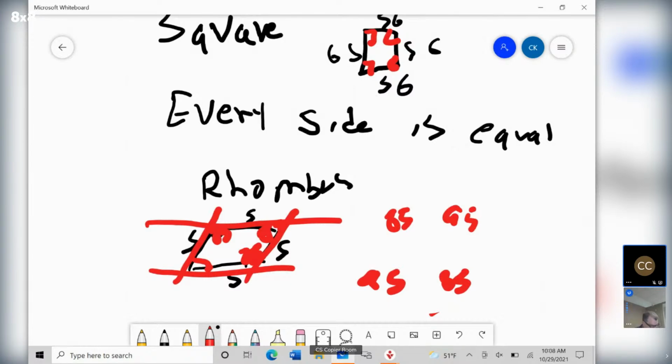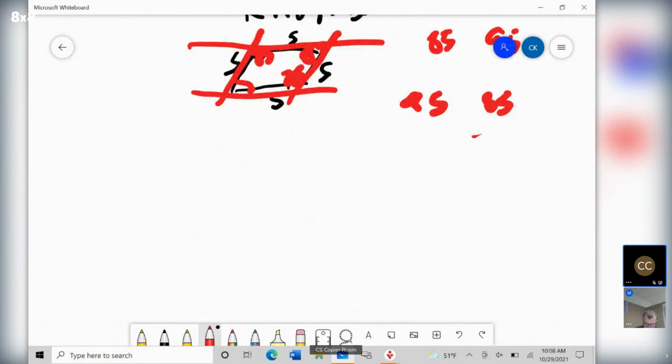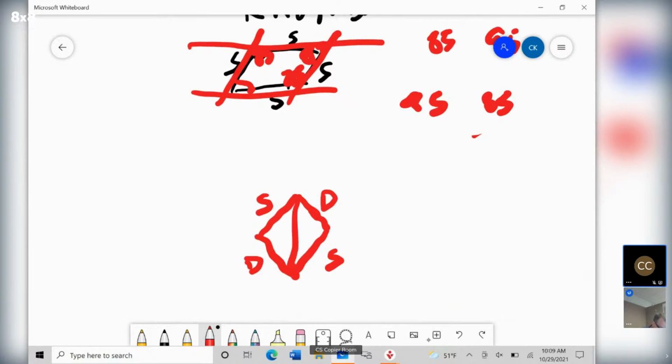And the last thing I want to talk about is a kite. And a kite just looks like a kite. It's almost like a diamond and has two pairs of sides. So this side, this is S, that's going to be S. And if this is D, that's going to be D. And you can tell, if you put a plus sign through it, it's going to be a kite that we fly. And that would be the kite.